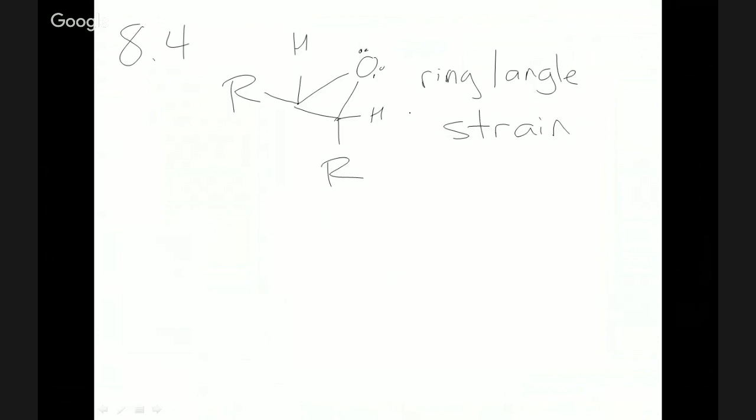So let's see how we make these first. You won't have to draw this. This is a teaching mechanism as opposed to a test mechanism. Well, let's show it so that you can see how you can predict products. We have an alkene. We're going to go to an epoxide.